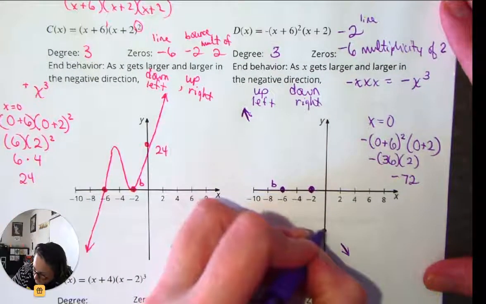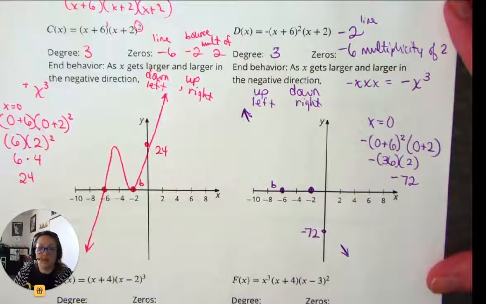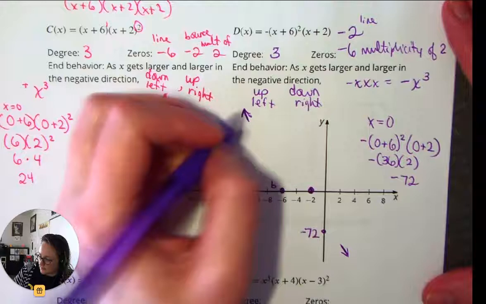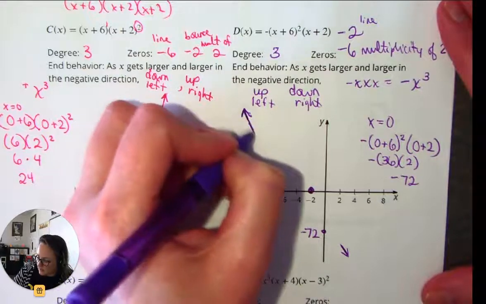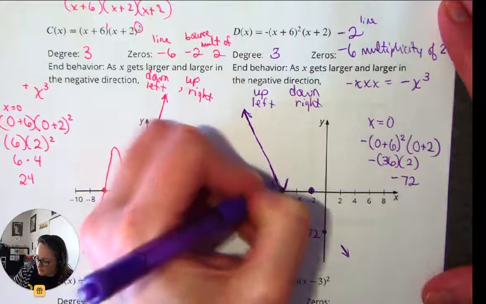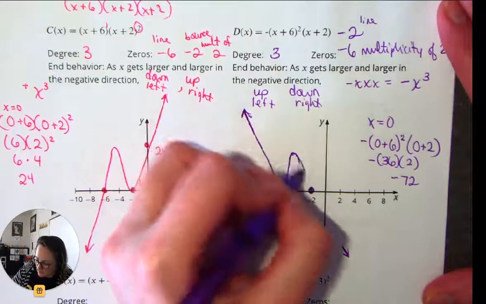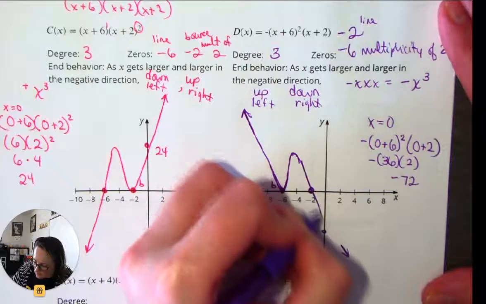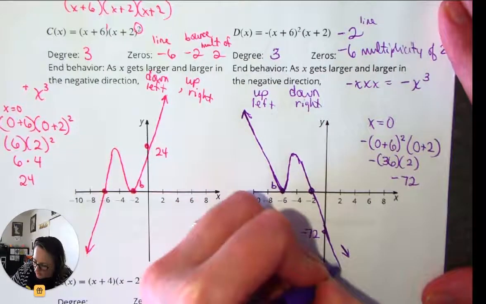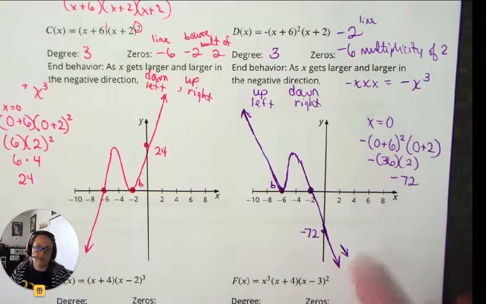-72 is my intercept. Ready to connect the dots. Starting from our end behavior, come on down to hit that 0. Oop, it's got to bounce. It's going to bounce up here. Somewhere it's going to turn around, and it's going to go down straight through -2, down through our y-intercept at -72, and go down and down and down forever for our end behavior.